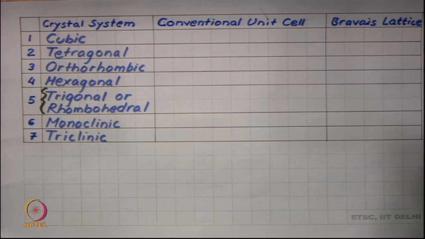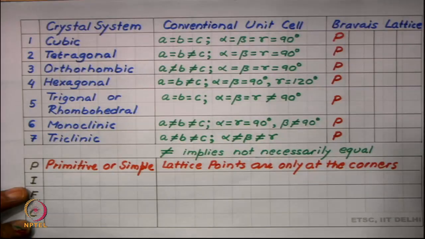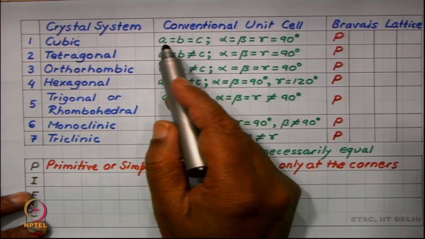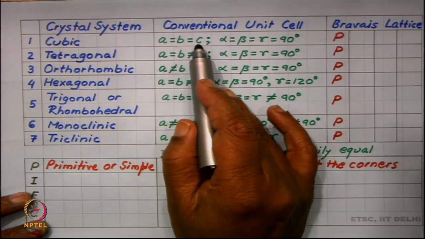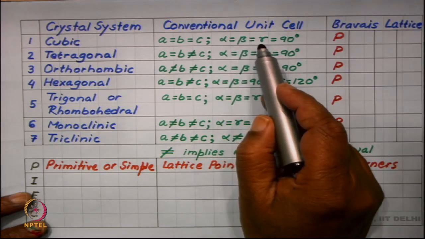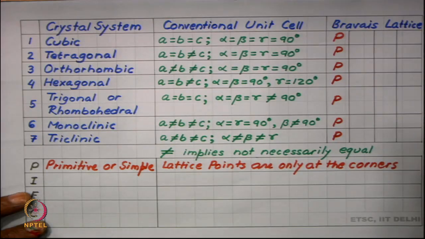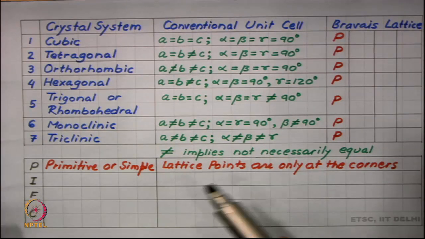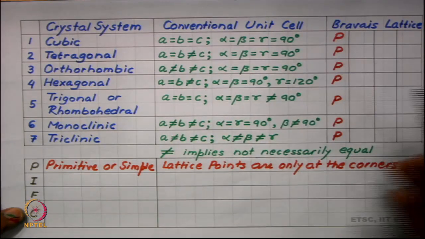Each of these systems has a conventional unit cell which we have shown here. So, in the cubic system you have a unit cell in which all sides are equal, a equal b equal c, all angles are equal, alpha equal beta equal gamma, and all these equal angles are equal to 90 degrees. So, basically you have a cube as your unit cell and that unit cell is repeated in space to generate the entire lattice.